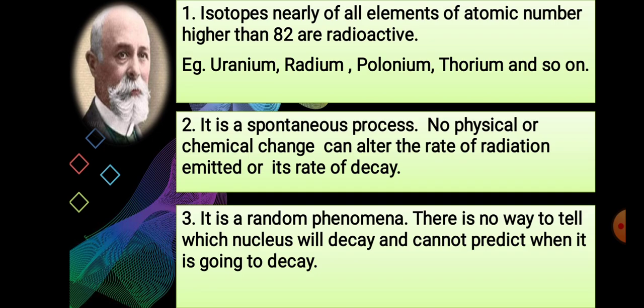Radioactivity is a spontaneous process. No physical change, such as change in pressure and temperature, or chemical change, such as chemical treatment or oxidation, changes the nature of radiation emitted and its rate of decay. Radioactivity being a nuclear phenomenon, it is also a random phenomenon. From the radioactive substance containing a very large number of atoms, there is no way to predict when or which nucleus will decay at any moment.